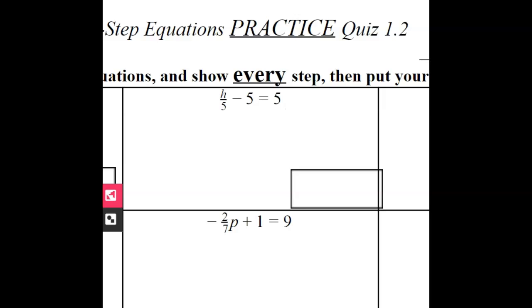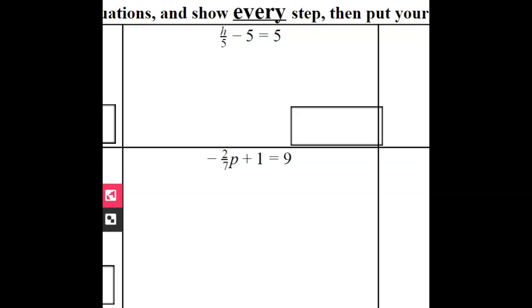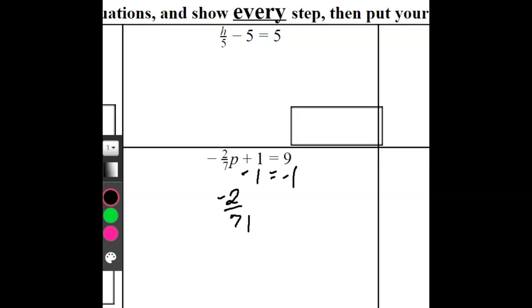And move up to the next one. So in order to take care of this one, same thing, we're going to subtract 1 for starters. Okay. After I subtract 1, that leaves me with negative 2/7 p equals 8. Now this is where, when I have a fraction that has a number besides 1, like up here this h really had a 1 in front of it, it was 1/5 h. If we just flip these fractions, they're going to cancel because negative 7 times negative 2 is a positive 14 divided by 14 equals 1. So they all end up canceling.